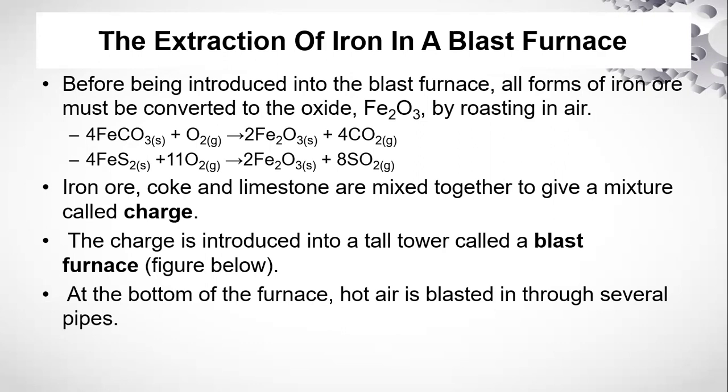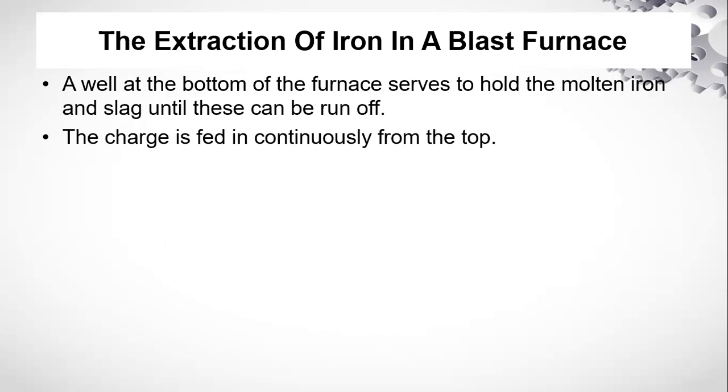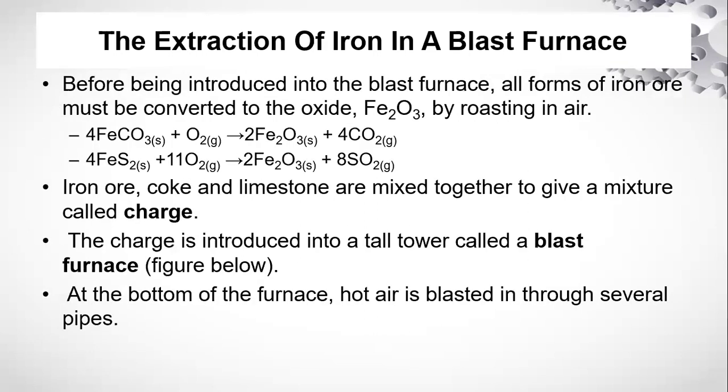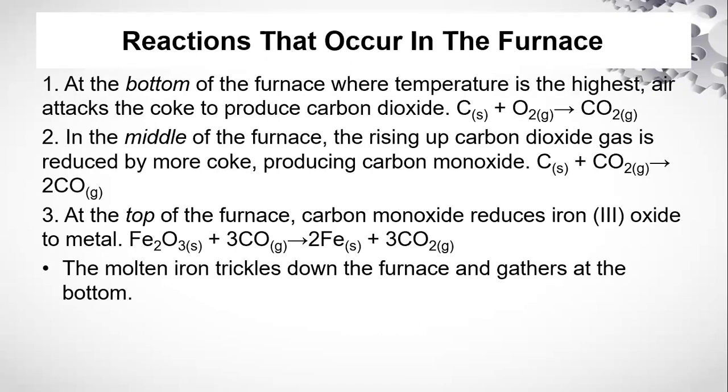At the bottom of the furnace, hot air is blasted in through several pipes. The bottom of the furnace also serves to hold the molten iron and slag until these can be run off. The charge is fed continuously from the top. As we said before, the charge contains three main components: the iron ore, coke, and limestone. So let's see the reactions that occur in the furnace.